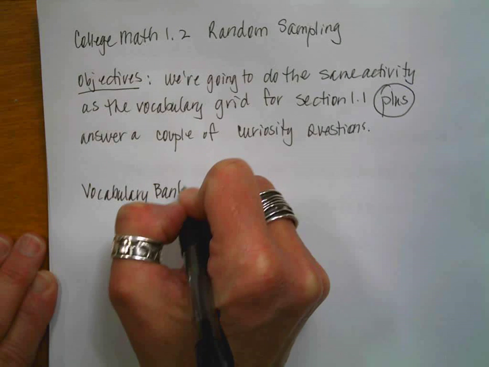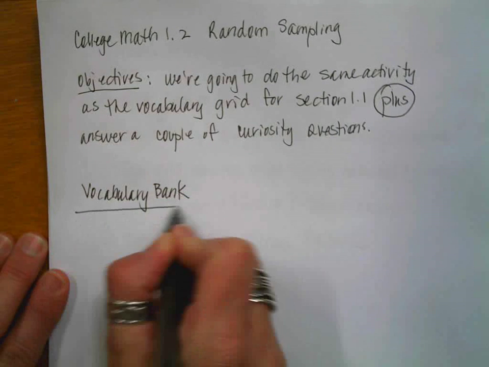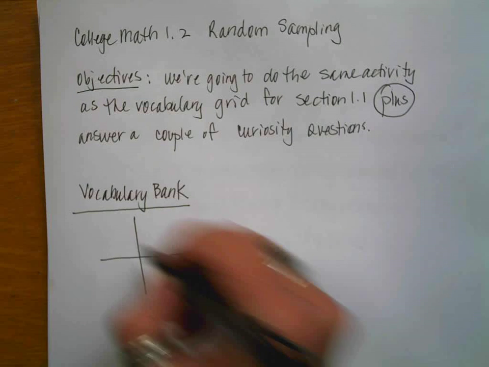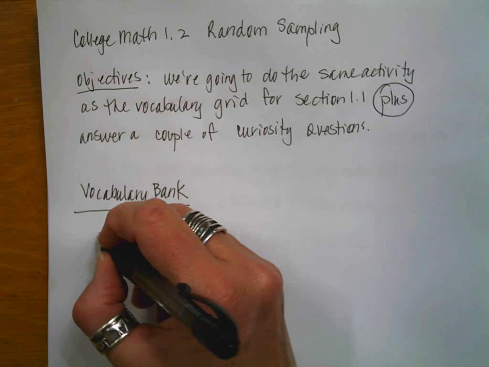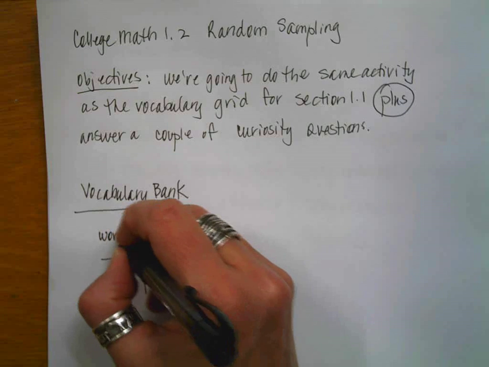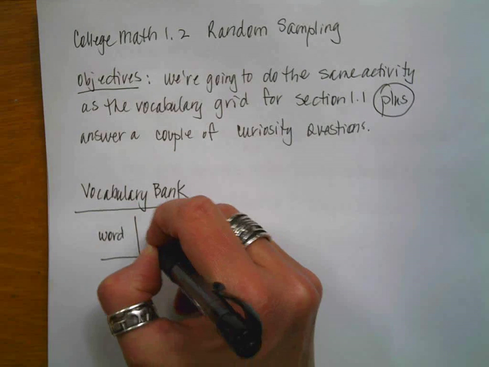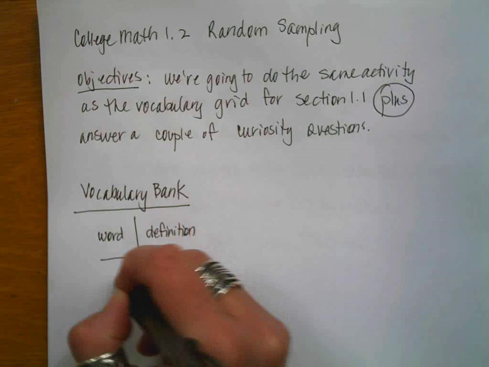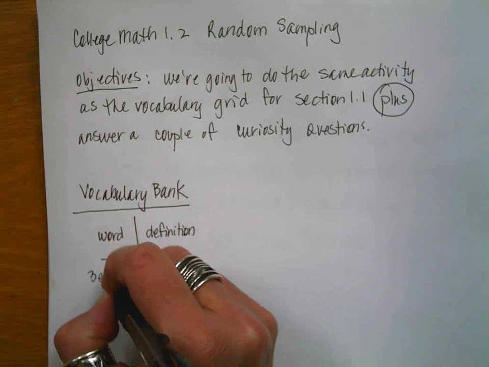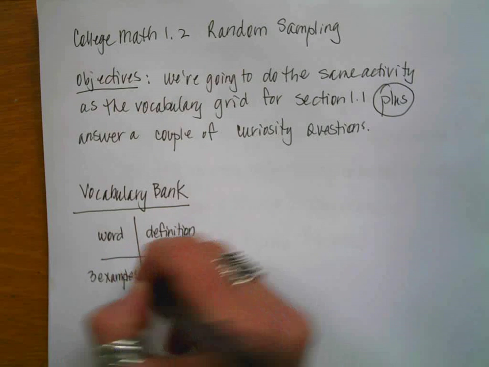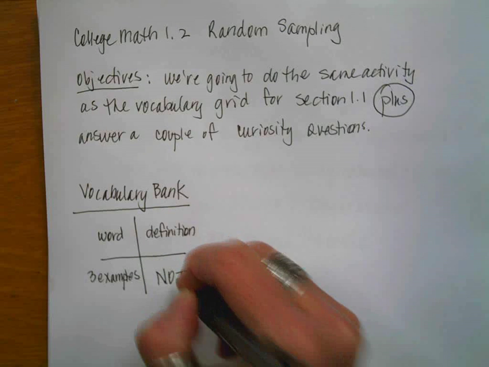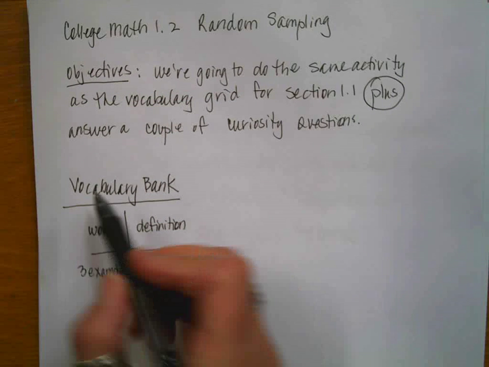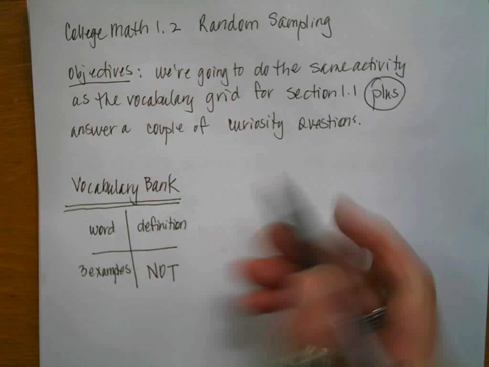And then you are going to fill out the grid for each of the 7 words. Remember that in the vocabulary grid, the quadrant over here is going to be the word. This quadrant is going to be the definition. This quadrant is going to be 3 examples. And the last one is what the word is not. So sometimes not is a counter example, or an example of what the word is not.